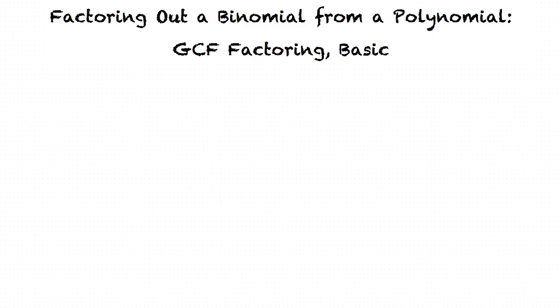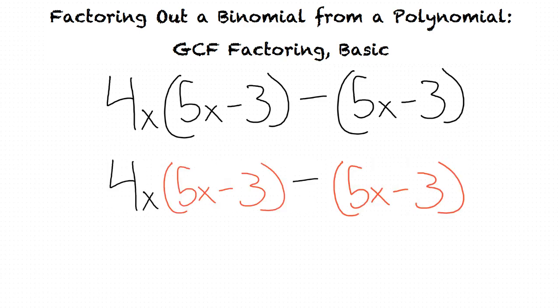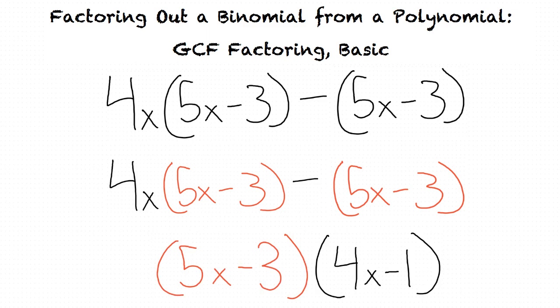For example, if we look at the problem 4x times 5x minus 3 minus 5x minus 3, we see that we can factor out 5x minus 3 from the polynomial using the distributive property, which results in our final answer of 5x minus 3 times 4x minus 1.